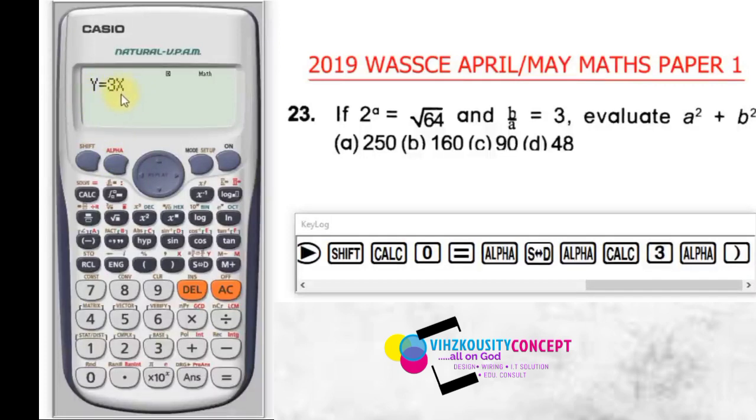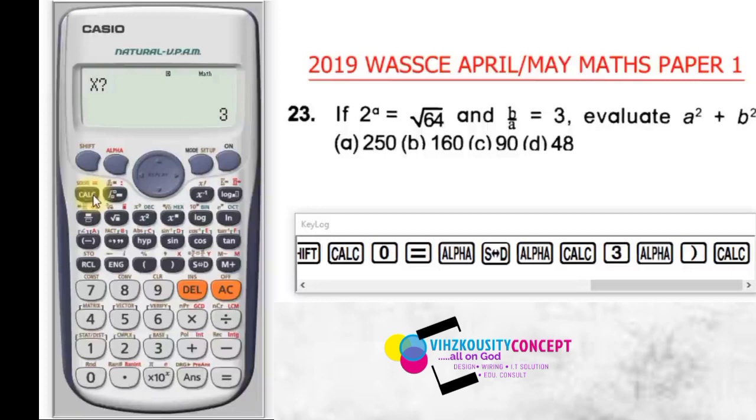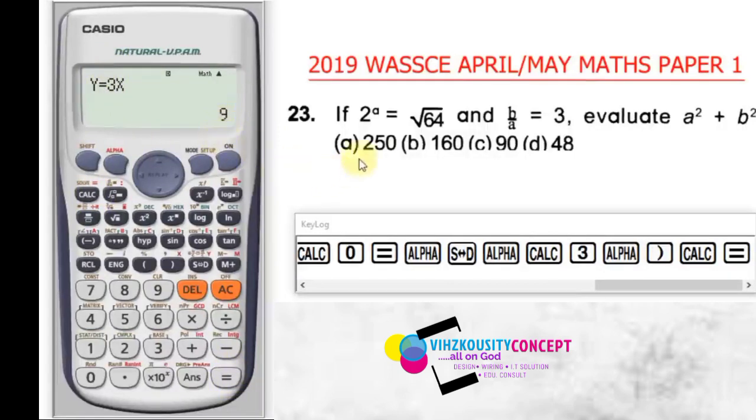Remember, x was gotten to be 3. 3 times 3, I know that is 9. So let's see if that will be what we are going to get. I'll just press the calc button, take the value of x to be 3. I'm okay with that. I press equal to, and you can see that y is equal to 9. So I've been able to get my a and b. A, which is x, is 3, and y is 9.